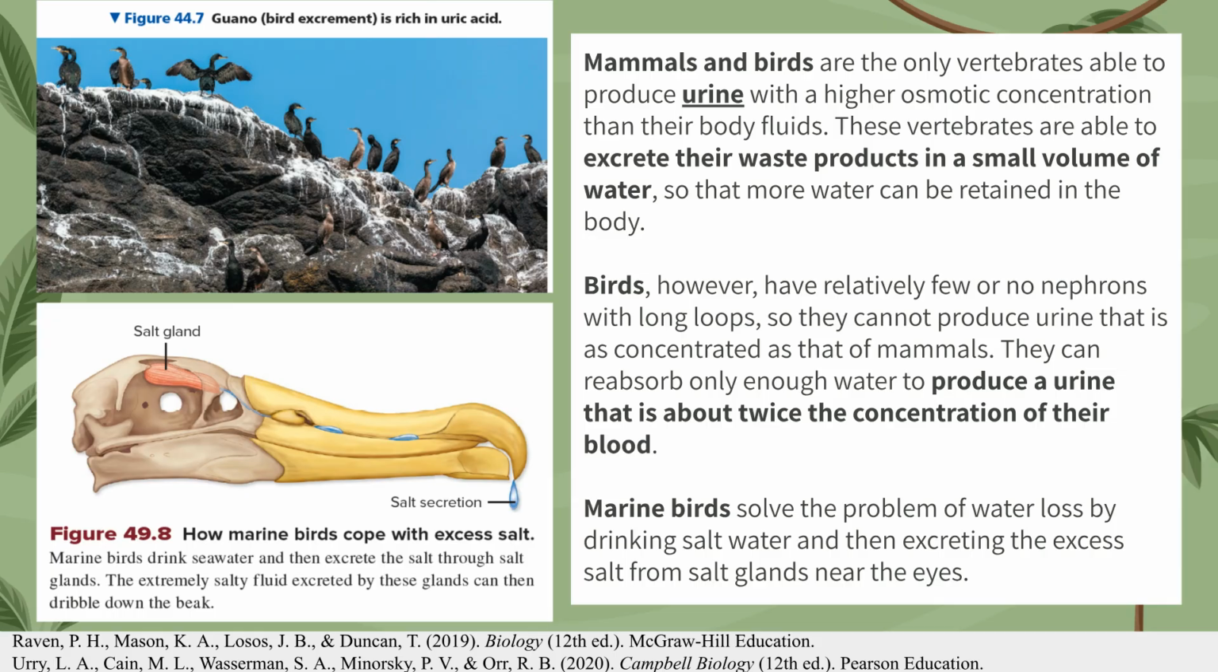Mammals achieve this with kidneys that have many nephrons with long loops, producing highly concentrated urine, whereas birds have few or no long loops and produce urine only about twice as concentrated as their blood. Birds compensate by excreting nitrogen mainly as uric acid, which requires little water, and marine birds further conserve water by excreting excess salt through specialized salt glands near the eyes.